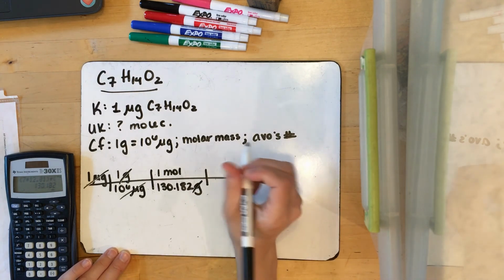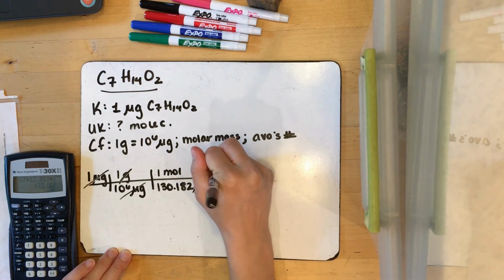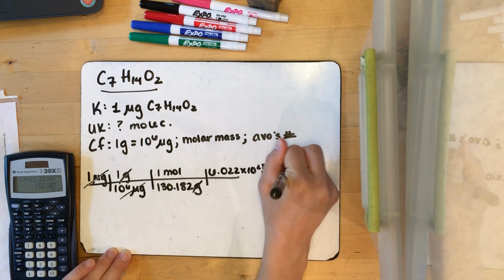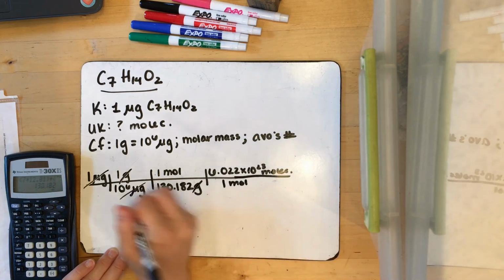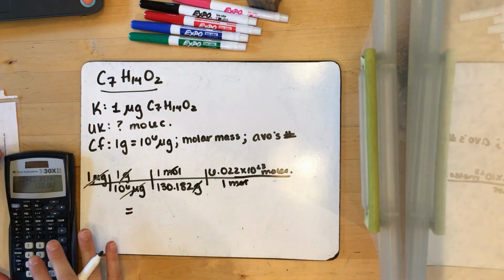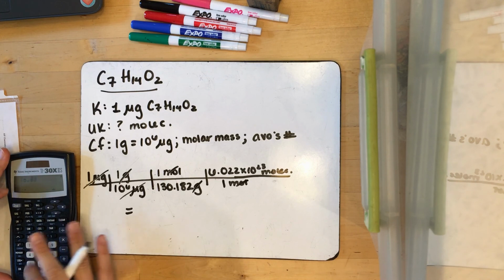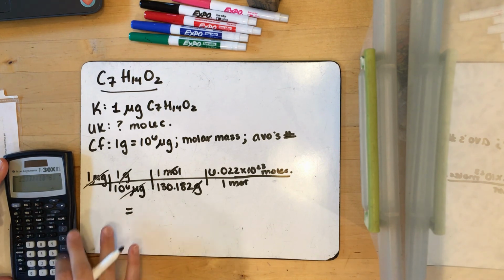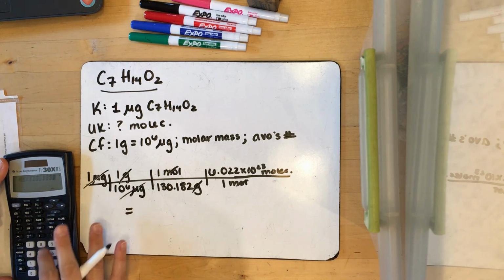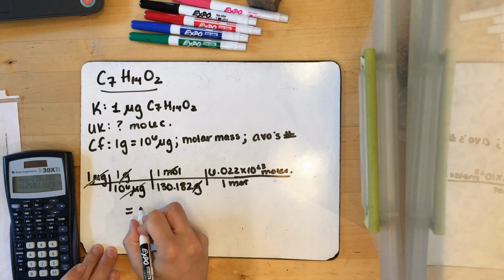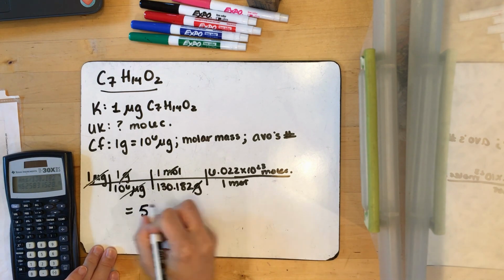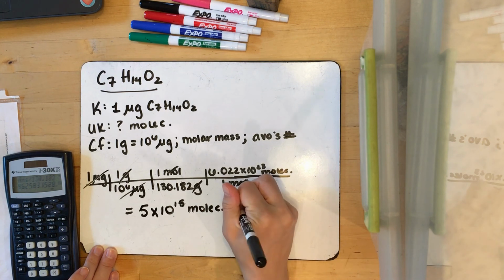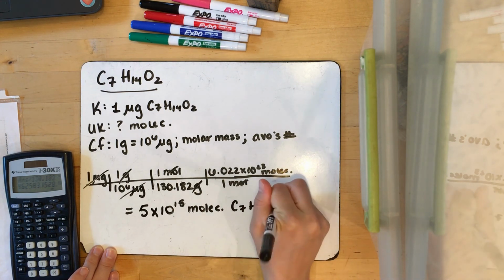And then lastly, we need to find molecules, so we're going to use Avogadro's number, 6.022 times 10 to the 23rd molecules per mole. So we can go ahead and do the math here. And we wind up with 1 sig fig, 5 times 10 to the 15th molecules of C7H14O2.